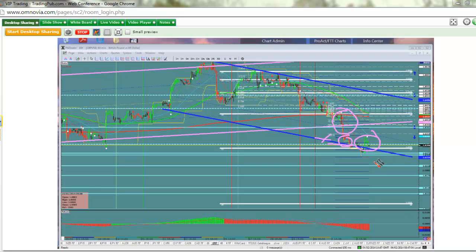So let's take a look at the risk and reward for today. What do we got? Zip, nothing. Right? We're at the bottom of a trend line. There's nothing for us to do here.